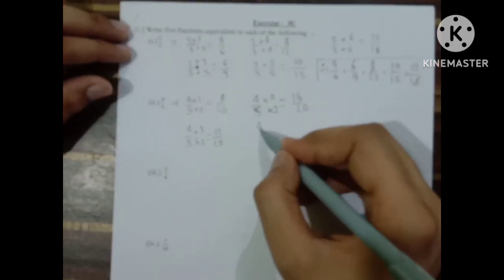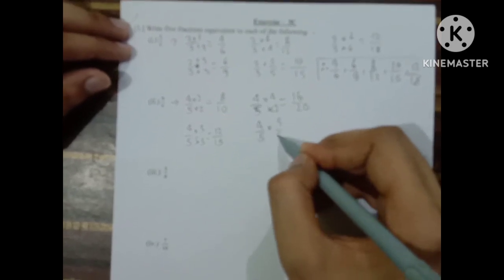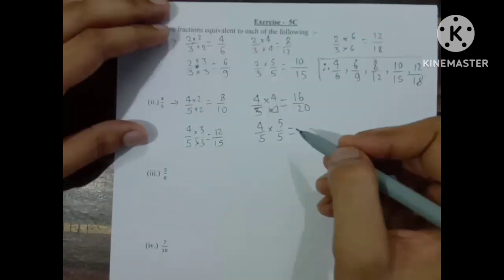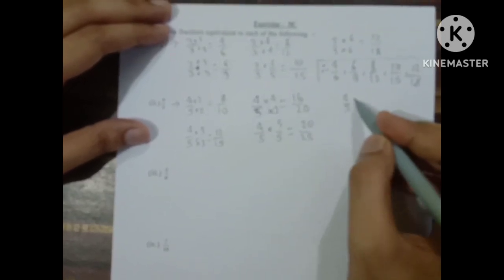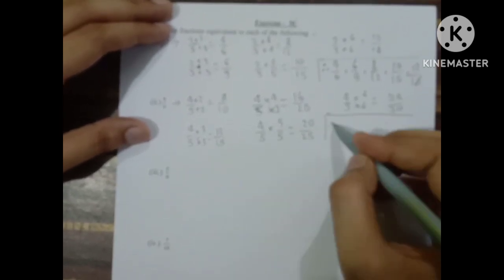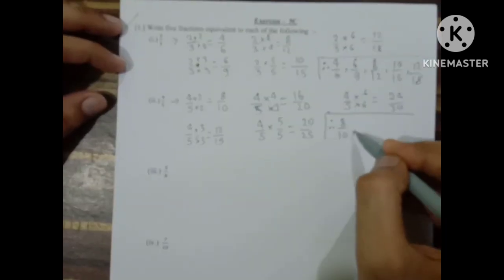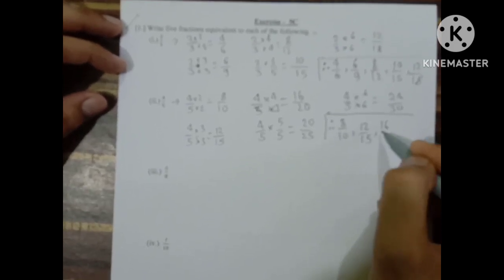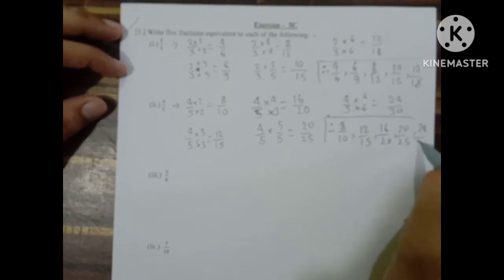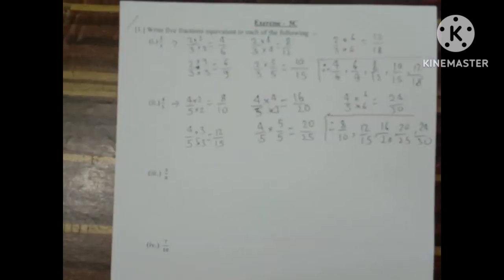Here again, upon multiplying by the next natural number, that is 5, we will get 20 by 25. Next natural number 6, we will get 24 by 30. In the summarized way, we can write the fractions 8 by 10, 12 by 15, 16 by 20, 20 by 25, and last 24 by 30. These are the equivalent fractions of the given fraction 4 by 5.